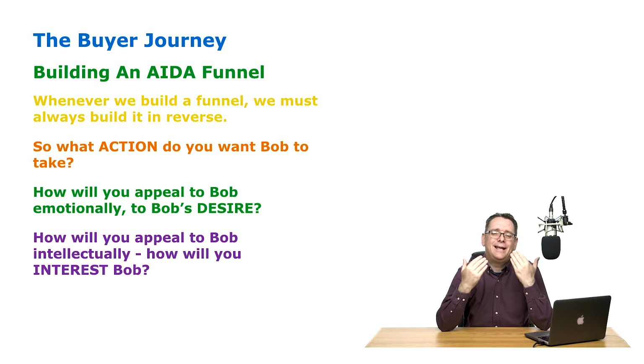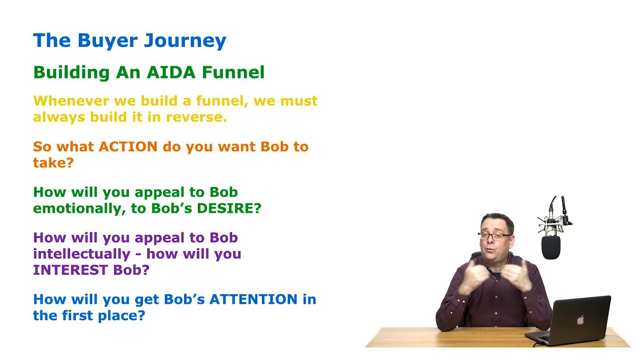So how will we appeal to Bob intellectually? How will we get Bob interested? And we're going to have to decide how we're going to do that and what that's going to look like in terms of content. And then how are we going to get Bob's attention in the first place?